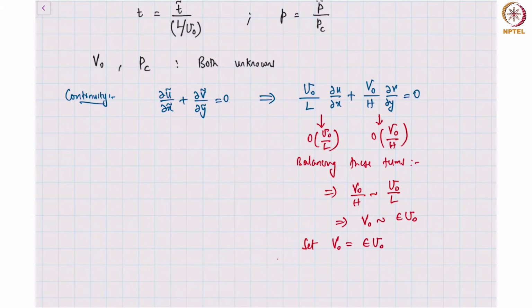And notice that if epsilon is very, very small, which means that you are in a thin gap geometry or in the lubrication approximation, V naught is much, much smaller than U naught. Which means that most of the velocity is parallel to the surface, in the horizontal direction. The vertical velocity magnitude, perpendicular to the surface, is very small.